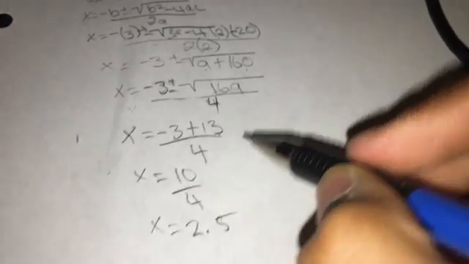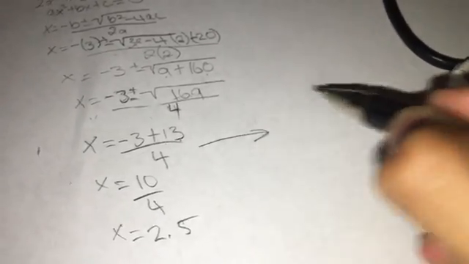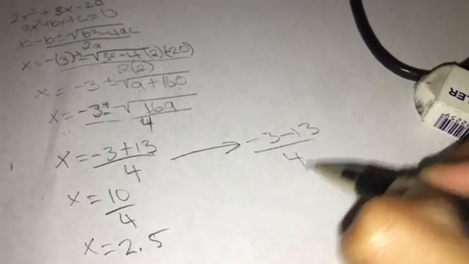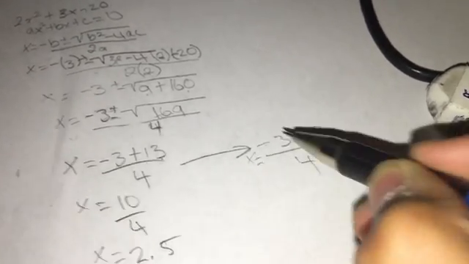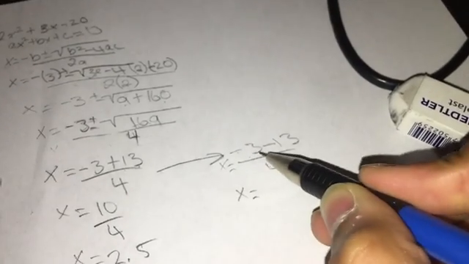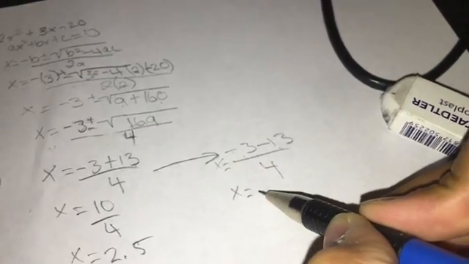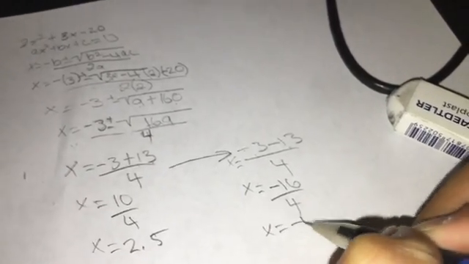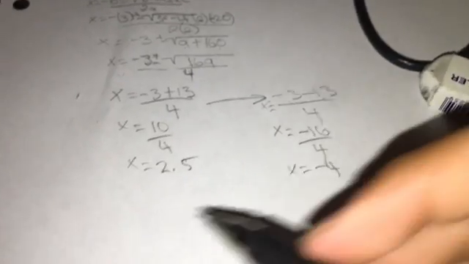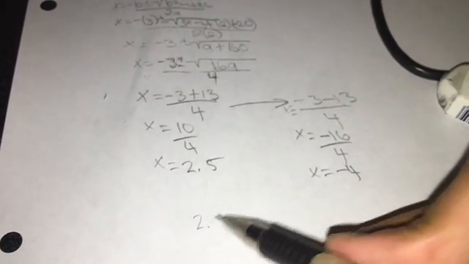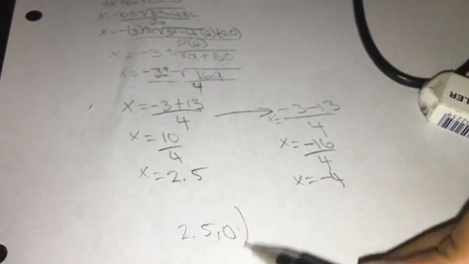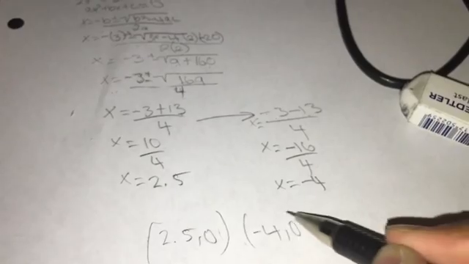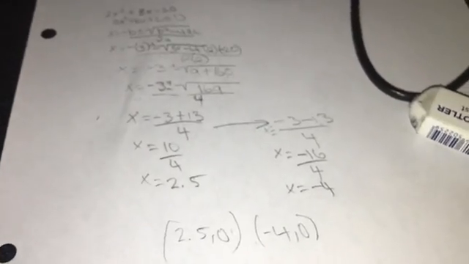That's one x-intercept. Now we have to do the other one. So we're going to make this negative 3 minus 13 divided by 4. X equals negative 3 minus 13 is going to be negative 16 divided by 4, so x is negative 4. So the x-intercepts are 2.5 and 0, and negative 4 and 0. That's how you do quadratic formula.